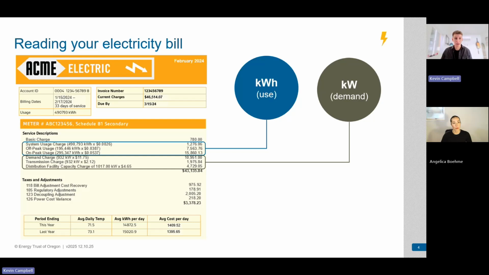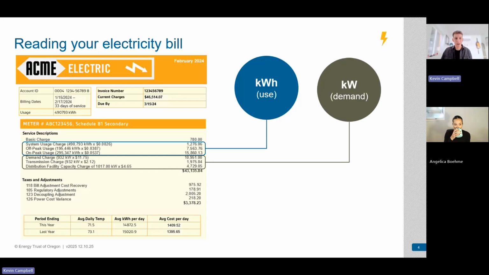So if we look a little bit lower down in the bill, you'll see the first high dollar items. These are the system usage charge, the off-peak usage, and the on-peak usage. And what I want to point out is each one of these has this kWh in the line item description. That stands for kilowatt hours, and those are the units of electric energy use in buildings and industrial facilities.